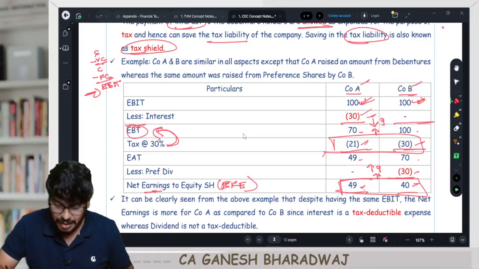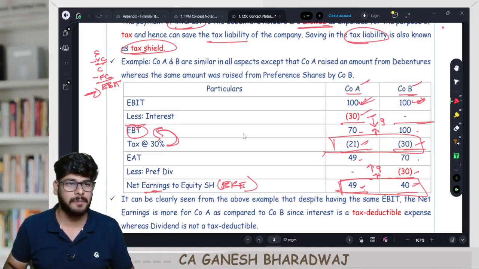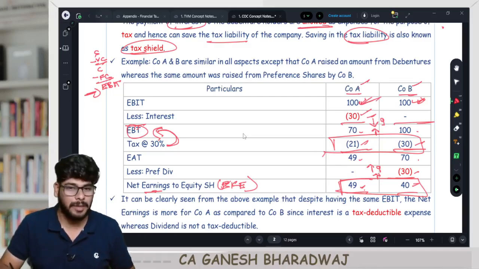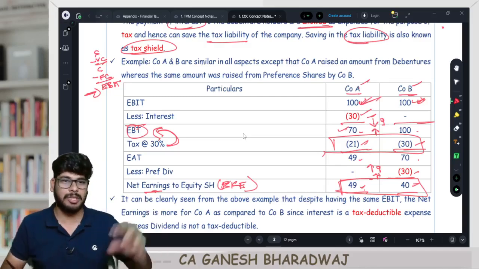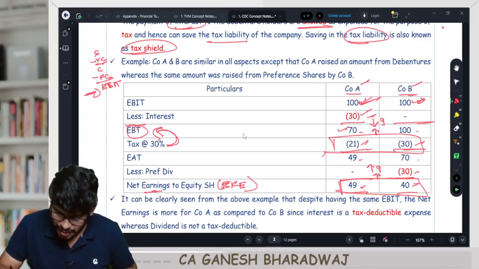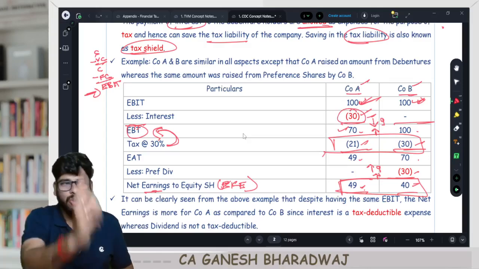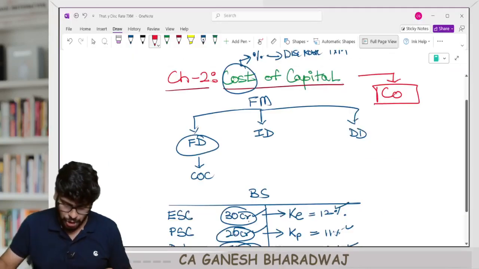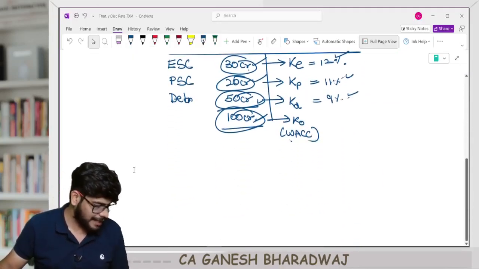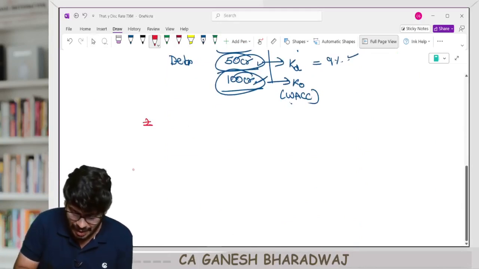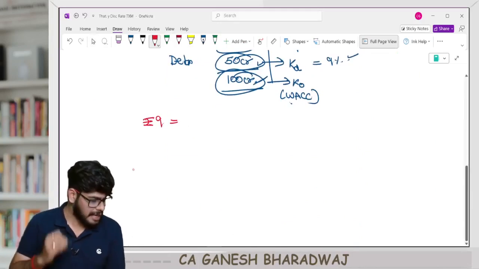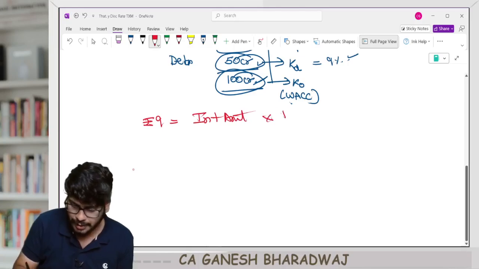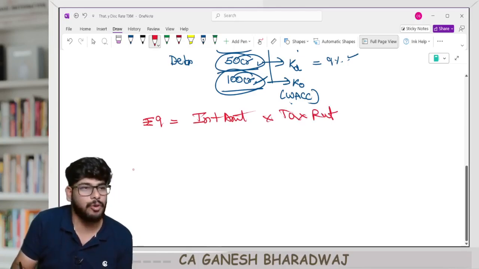So this 30 rupees was allowed as a deduction, correct? Or to put it in other words, out of 100, only on 70 the tax amount was computed. Or in other words, can I say on this 30 rupees, no tax was paid? Guys, correct? So to put it short, this 9 rupees whatever the company has saved is nothing but your interest amount into tax rate.